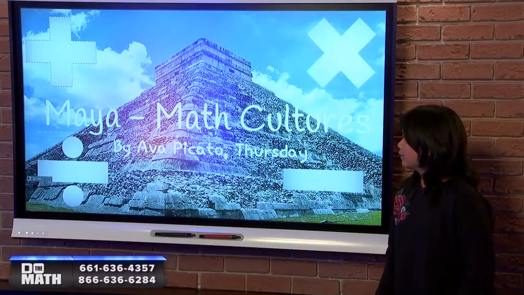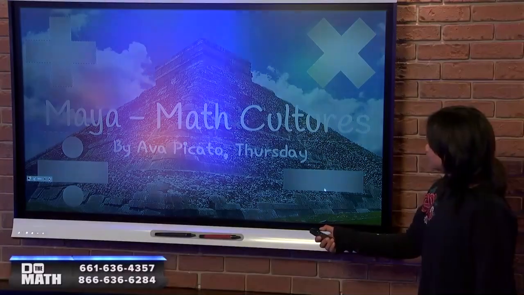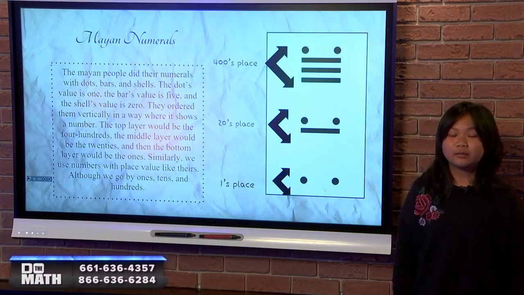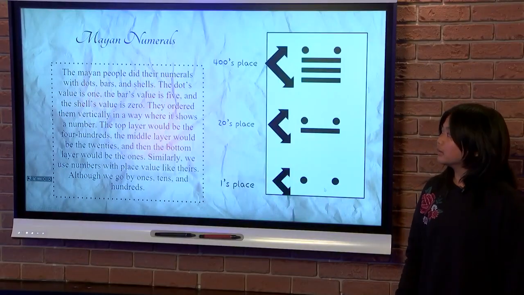Okay. Slideshow by me. So first up, we have the Mayan numerals. Each different symbol has a value. The dot has the value of 1, the bar has the value of 5, and a shell has the value of 0.